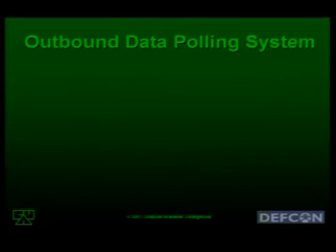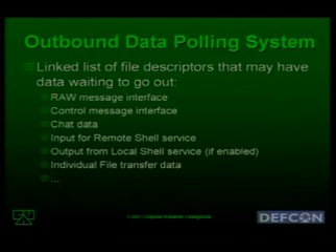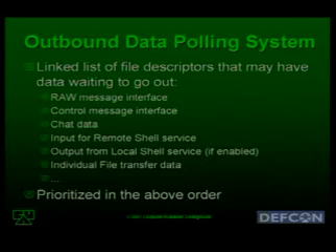The outbound data polling system, I basically implemented it as just a big linked list of file descriptors that may or may not have data waiting to go out. We can poll those, and they're in a particular order for preference. So raw messages will always go out first if there's one waiting to go out. After that, control messages will go out, chat data, input from the remote shell service, output from the local shell service if you're running one, and then individual file transfer data for any number of particular files you may have going. Like I said, they're prioritized in that order.